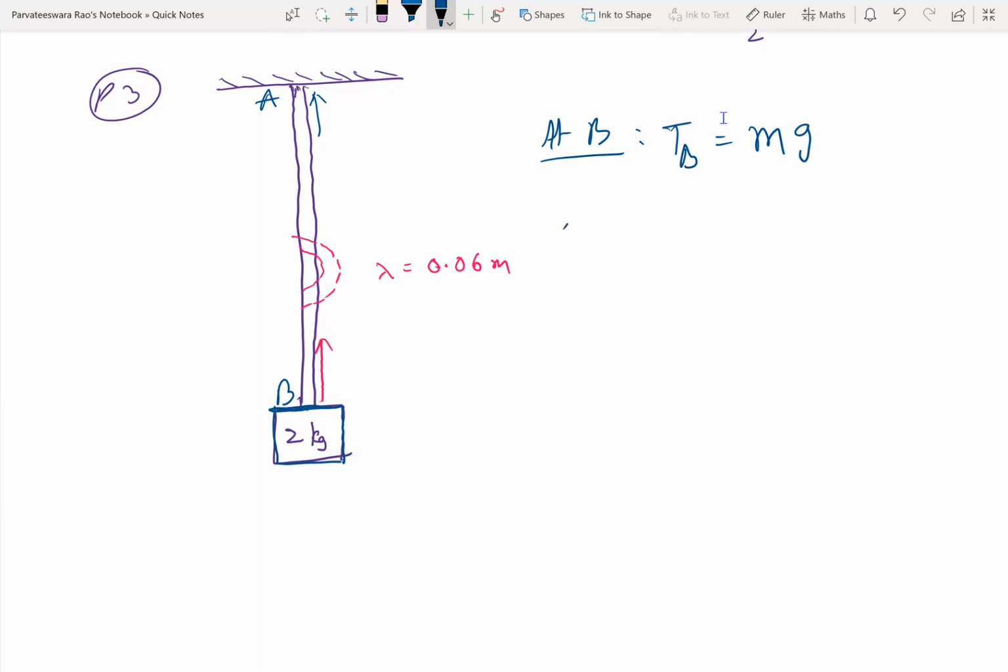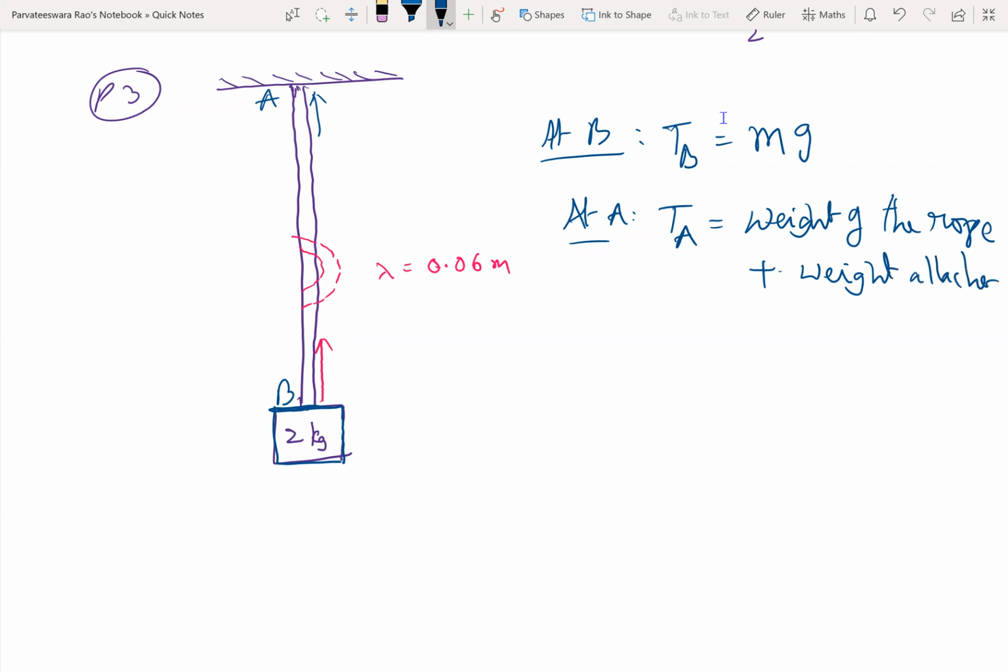Next, at A, tension at A is the weight of the rope plus the weight attached. So TA is equal to weight of the rope, let us say Mg, plus weight attached, small m into g, that is, capital M plus small m into g.